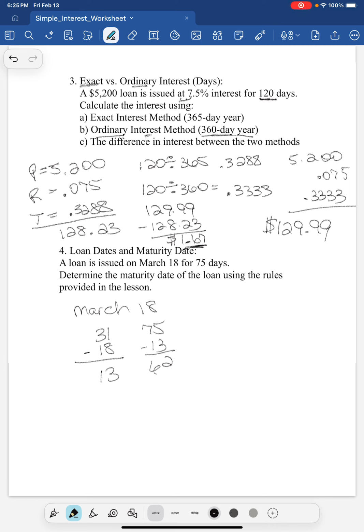Wait, I have hopped way ahead. April, I think I know where I'm going with this. April has 30, so you have 32 days left. May has 31, because remember they kind of take turns, as my grandson says. So you have 1 day left. So your maturity date of this loan is going to be June 1. Okay, so see, that's pretty simple, pretty straightforward. You just need to look at a calendar, and you should be able to work that out.